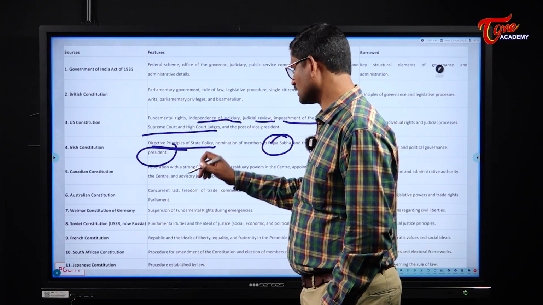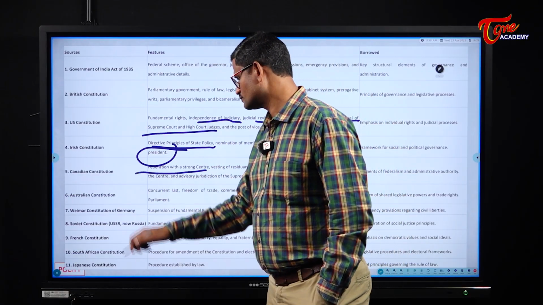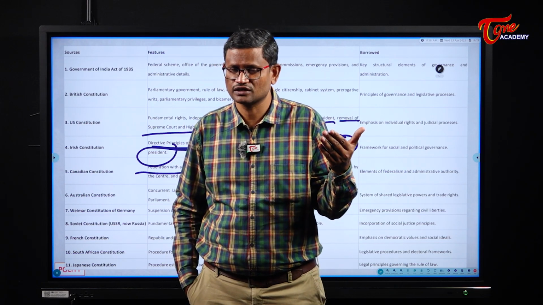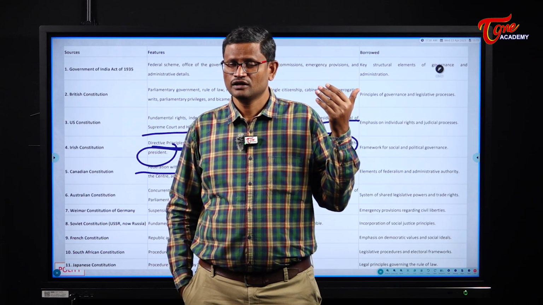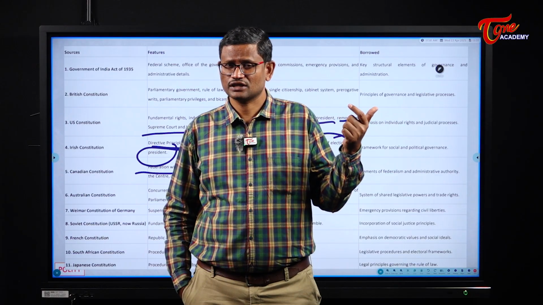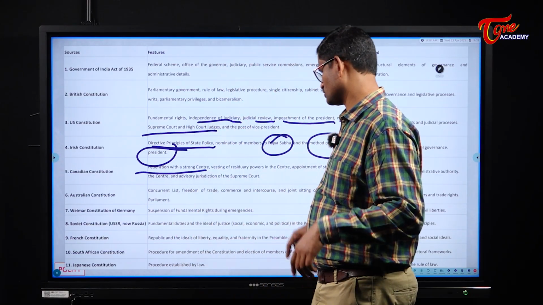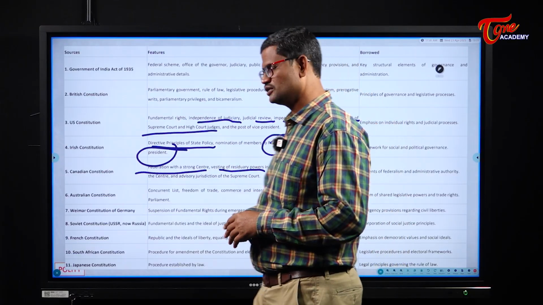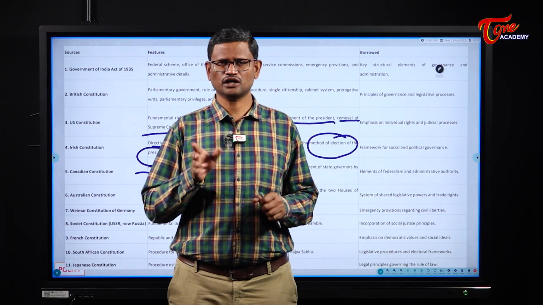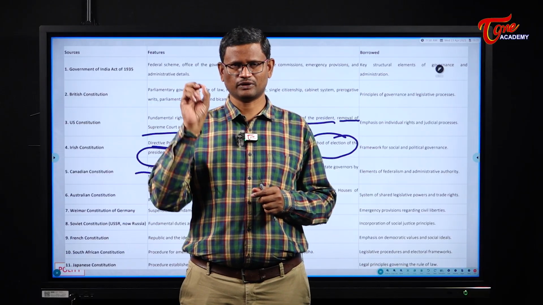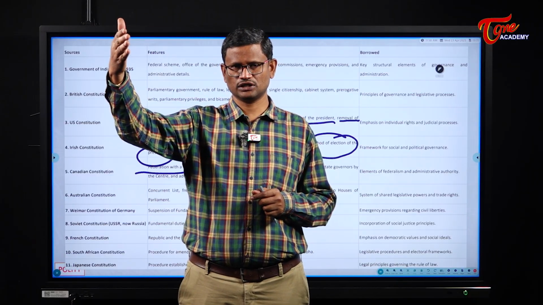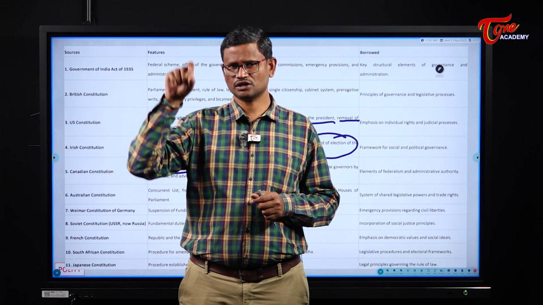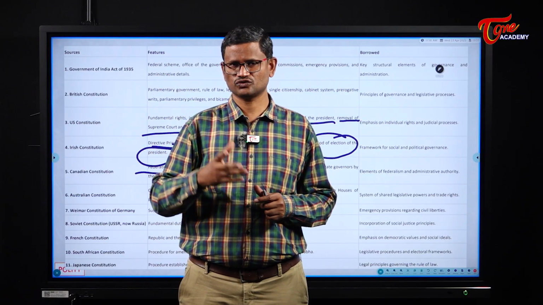Then when you take the Canadian Constitution, if you take the original federal constitution of the USA, the central government is weak, but a federation with a strong center, this idea is borrowed from the Canadian Constitution. And then residuary powers. In the Constitution of India, in Article 246, in the 7th Schedule, the powers are divided into three categories: union list, state list, concurrent list. Whatever is not mentioned in any of these three lists is called the residuary power.